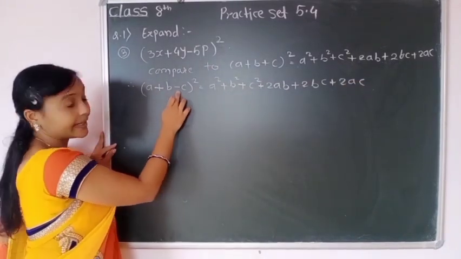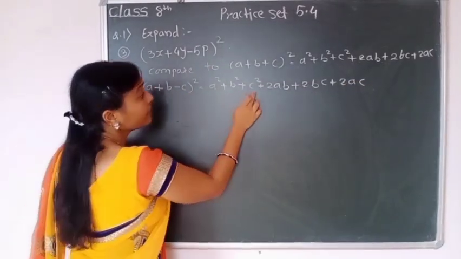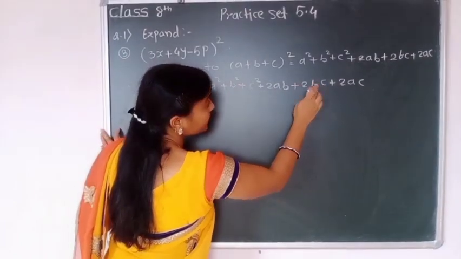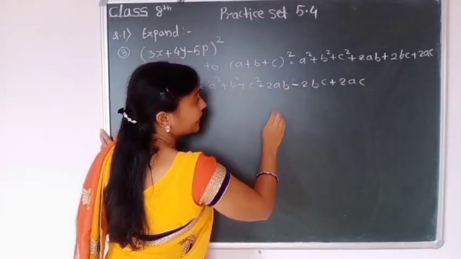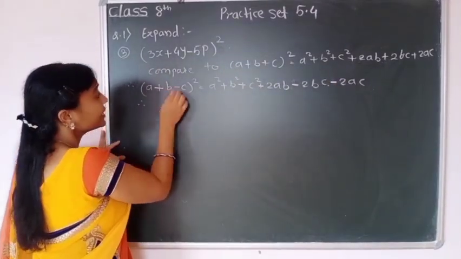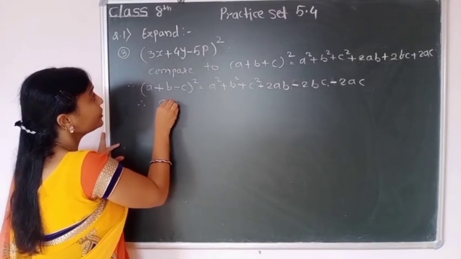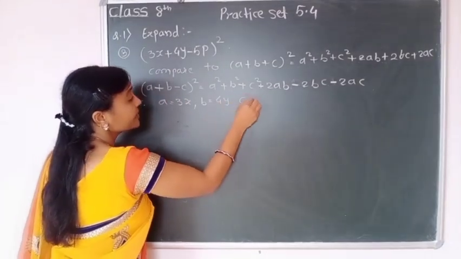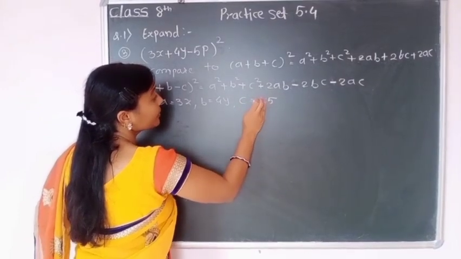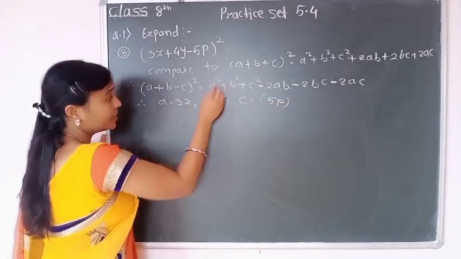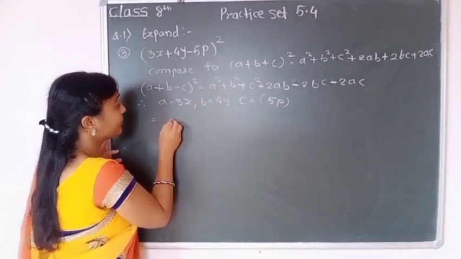And here is the minus sign of C. Then here is C square, so it is positive. Where is the C again? This. So we put minus here and also minus here. Then compare this formula to this: A is equal to 3x, B is equal to 4y, and C is equal to minus 5p. Then put all the values in our formula.